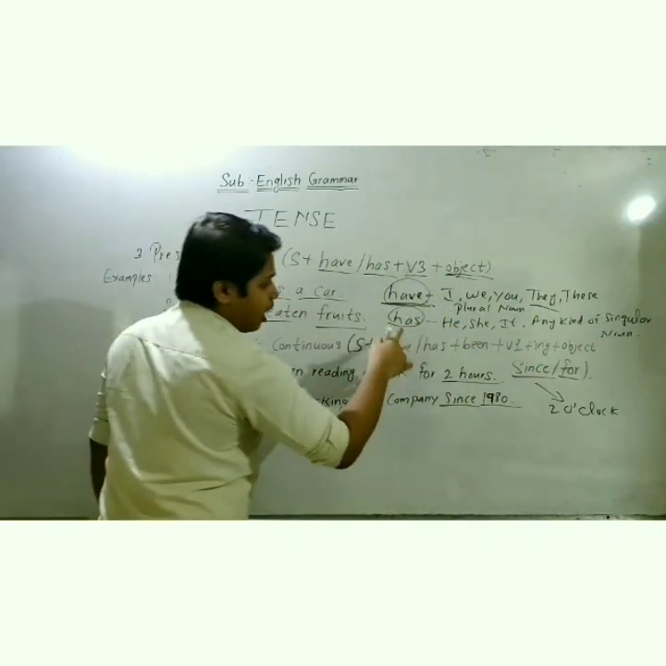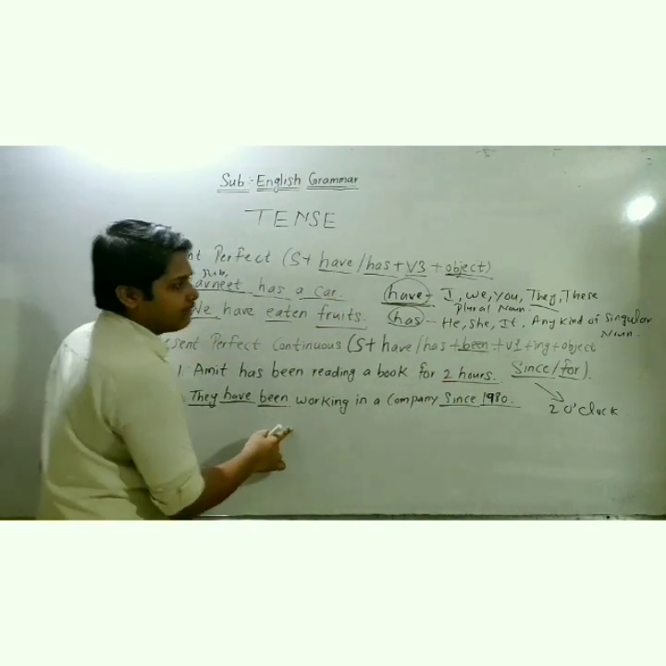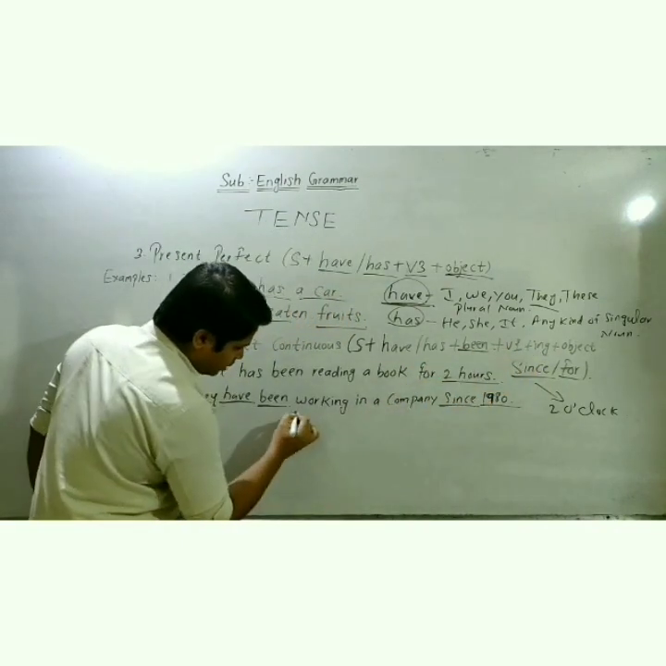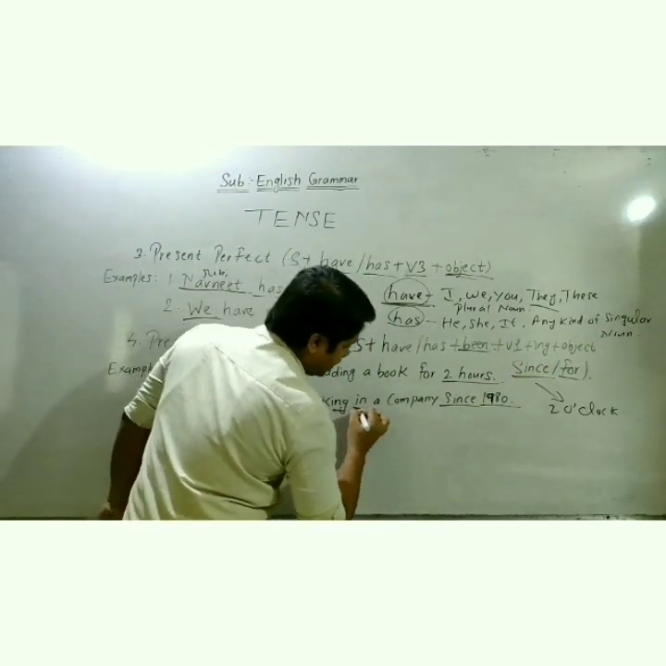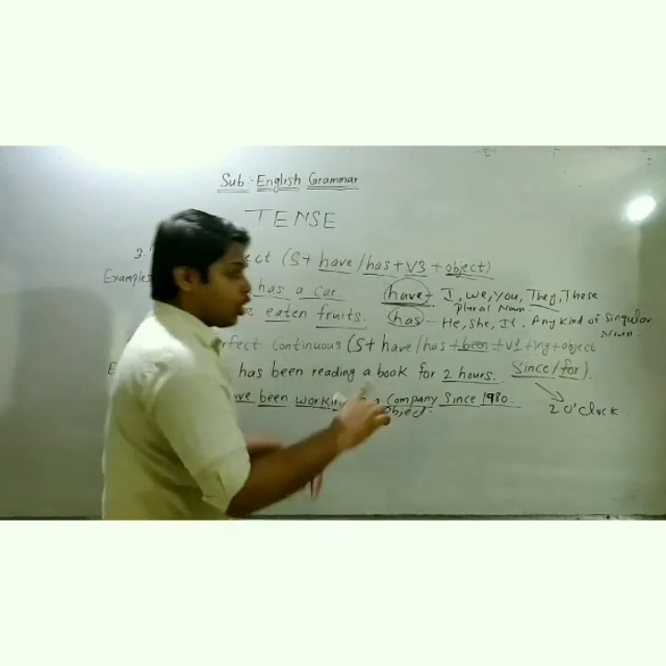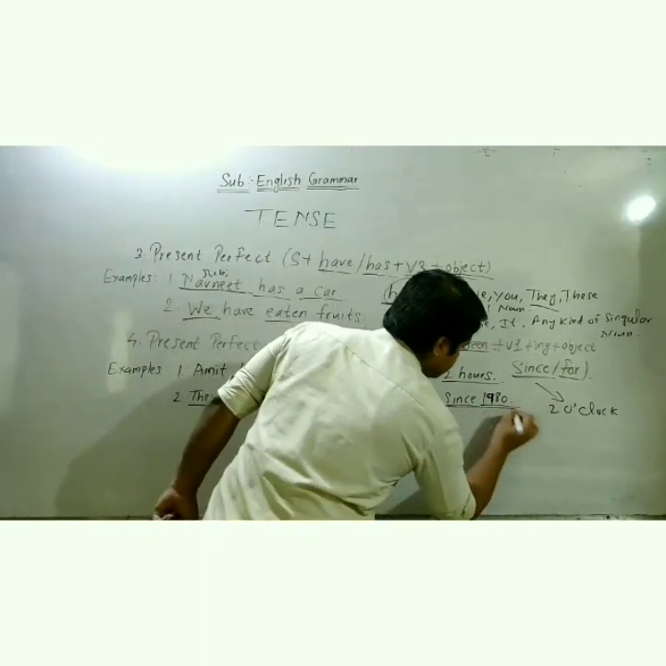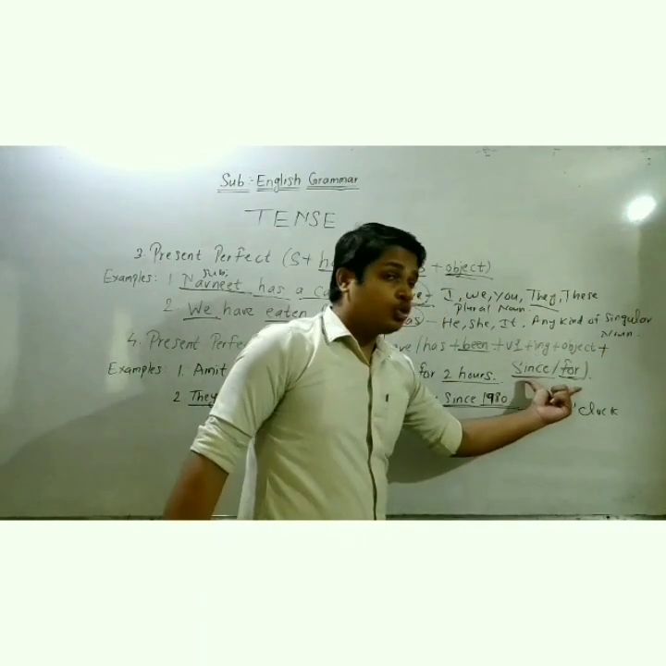After that, according to the formula, being has to be there, and after that the verb's first form plus ing is also there. In a company, it is nothing but an object, and according to the year, for example since 1980, that is a plus since or for. These are the two options.